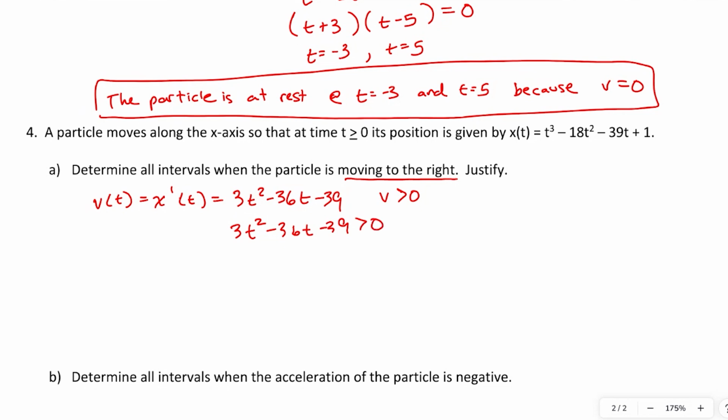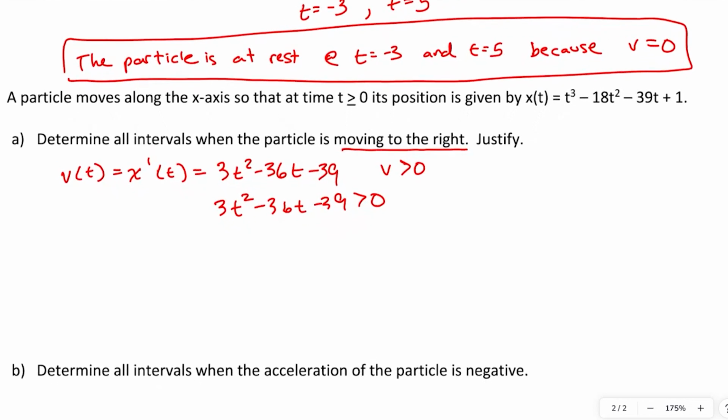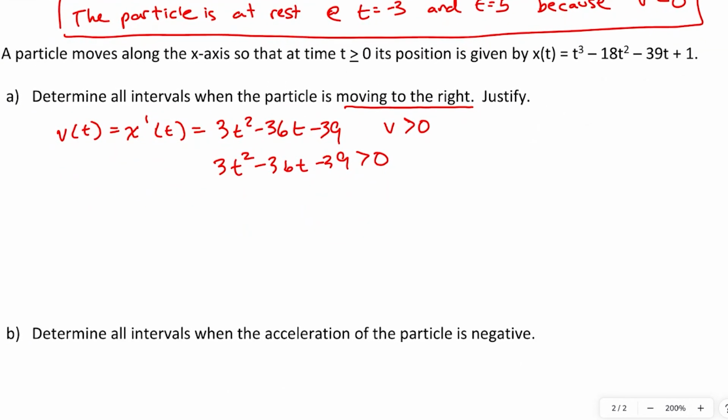Now, solving a quadratic inequality is very similar to solving an equation. You're still going to try to factor it, find the zeros, but then we'll find our solution set a little differently. So let's divide everything by 3 to simplify our quadratic here. We get t squared minus 12t minus 13. Okay, we still want to try to factor it so we can find the zeros. And the two factors here would be t plus 1 and t minus 13.